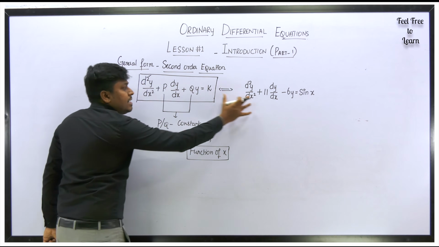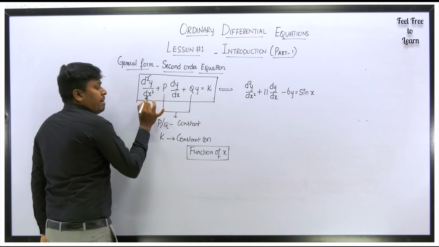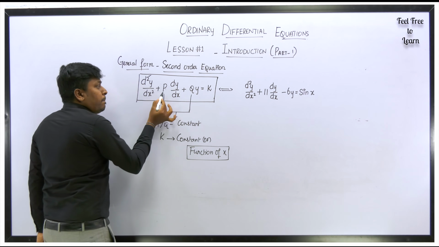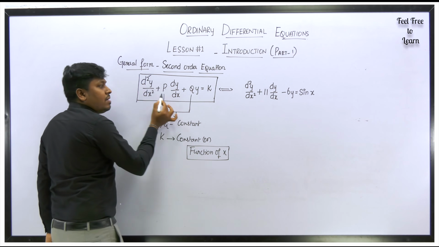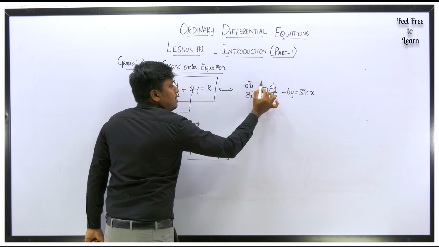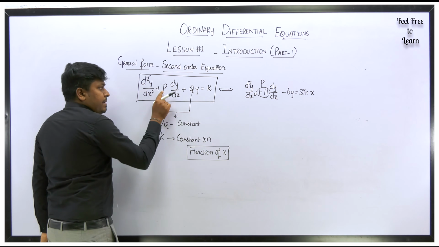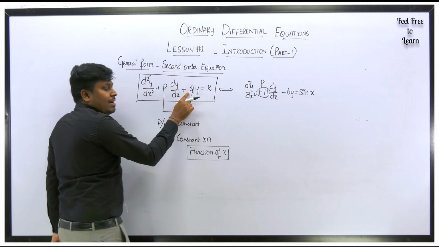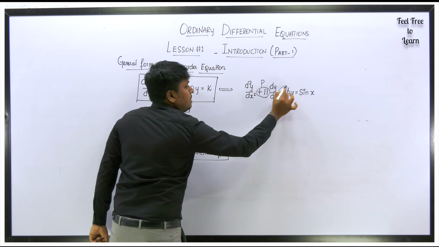Just compare with the general format, d square y by dx square. Plus p, and p, what I have told you, is a constant. So here the constant will be plus 11. Got it? So this will be the value of p. So plus p dy by dx. Next, q will be another constant. So the q value will be minus 6.